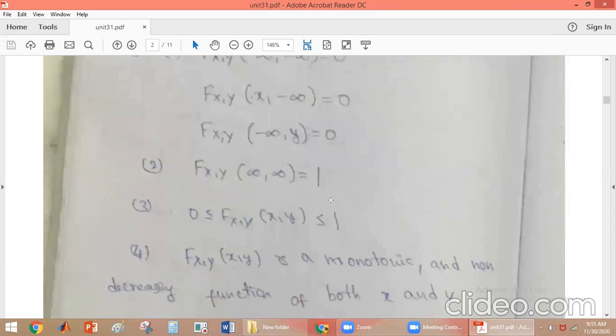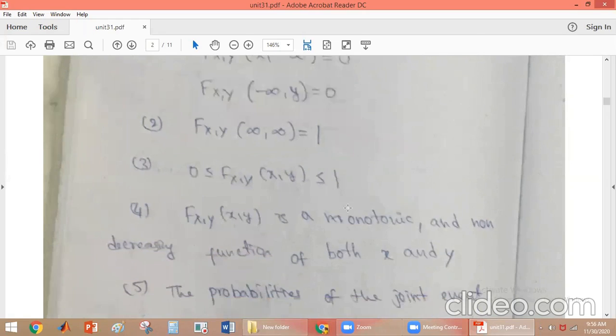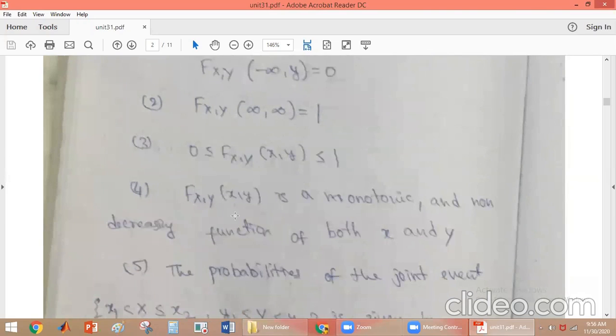Okay. The third property is that the joint distribution function has a minimum value of 0 and a maximum value of 1. So it is 0 less than or equal to F_XY of (x, y) less than or equal to 1. The fourth property says that F_XY of (x, y) is a monotonic non-decreasing function of both x and y.